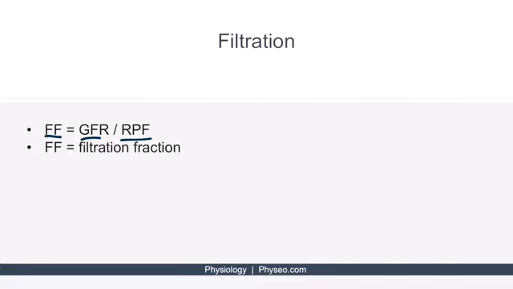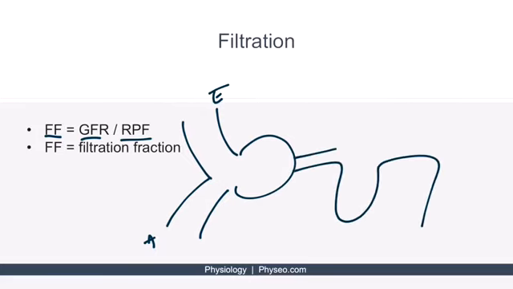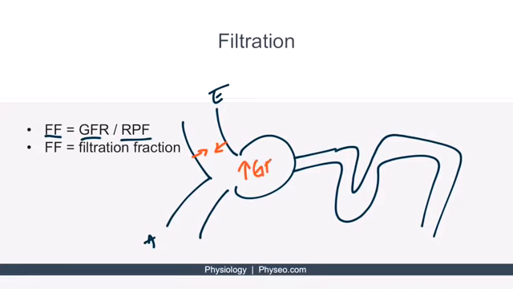What would happen to filtration fraction if the efferent arteriole is constricted? So this is the afferent arteriole, the efferent arteriole, glomerulus, and the rest of the nephron. Remember, anytime the efferent or afferent arterioles are constricted, the resistance in the kidneys goes up and the renal plasma flow decreases. So if the efferent arteriole is constricted, fluid builds up in the glomerular capillaries, which increases hydrostatic forces, and GFR increases.